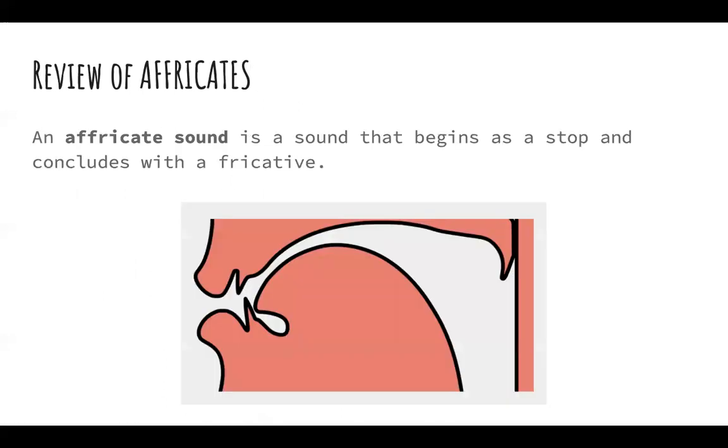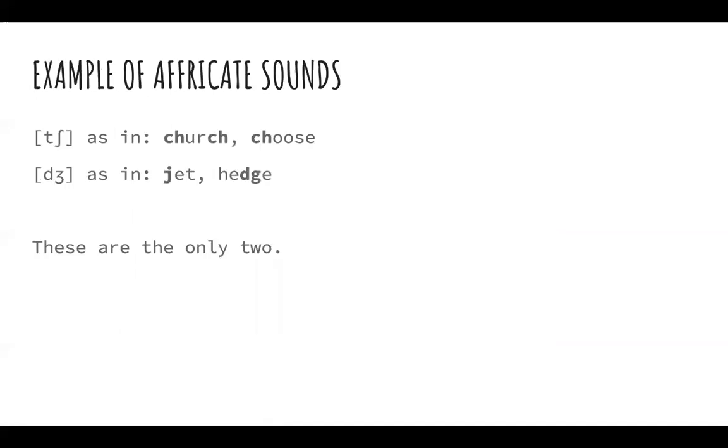Okay, so now I'm going to review what affricates are. An affricate sound is a sound that begins as a stop and concludes with a fricative. I'm going to go over some examples in the next slide. There's only 2. So the first is the CH sound, as in church or choose, which is represented by these letters right here. And then the J sound, as in jet and hedge, which is represented by these letters right here.